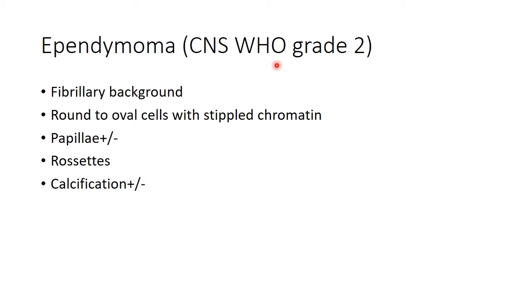Moving on to CNS WHO grade 2 ependymoma, that also has a fibrillary background indicating that it's a glial tumor. It has round to ovoid cells with speckled or stippled chromatin. Papillae may be seen. Rosettes are very characteristic of an ependymoma. It may be true rosettes or perivascular pseudorosettes, and calcification, very, very important.